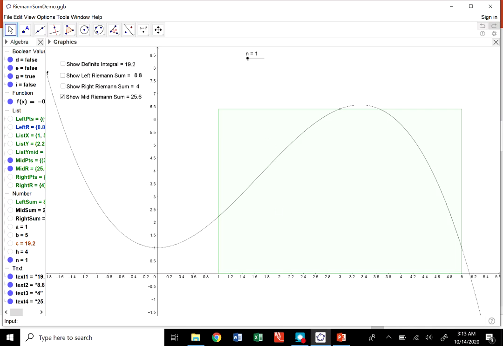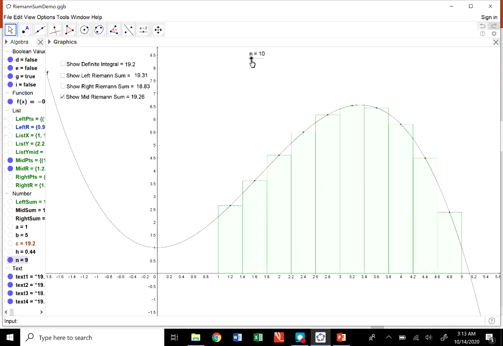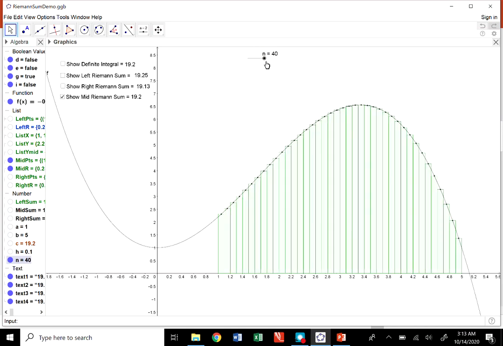And again, we can do a whole bunch of them, right? And then it turns out, at least to one decimal place, this is exactly 19.2 as the exact integral, did I say integral? The exact area under the curve.